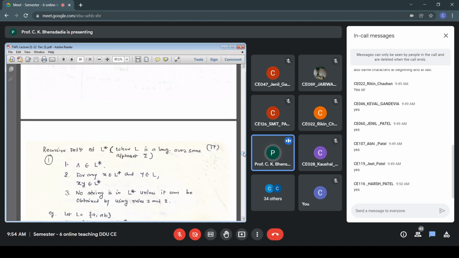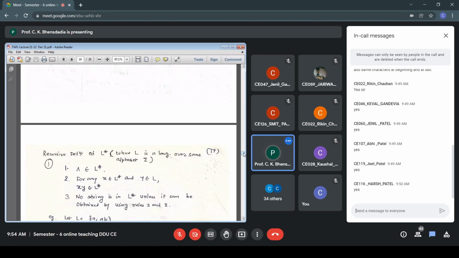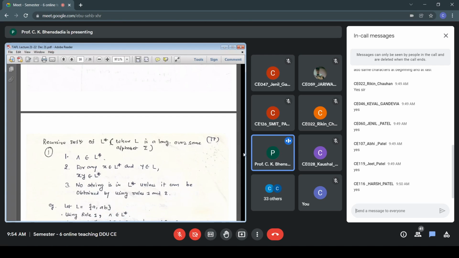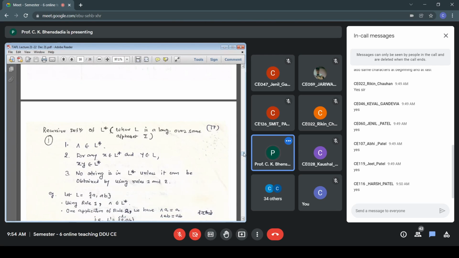Here one more example is taken. In our previous discussion, I was talking about A to the power 3 and A to the power 7. Here, another example, L equal to A, AB. My language contains two strings, A and AB. Two elements are there in L, A and AB. And using rule number 1, null belongs to L star. So the initial elements in L star are null.